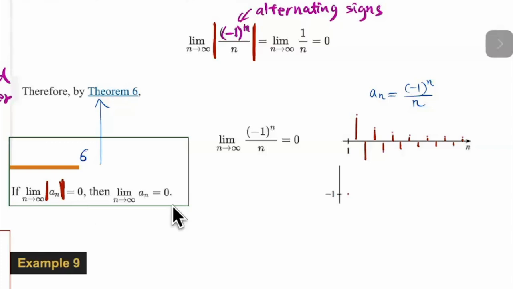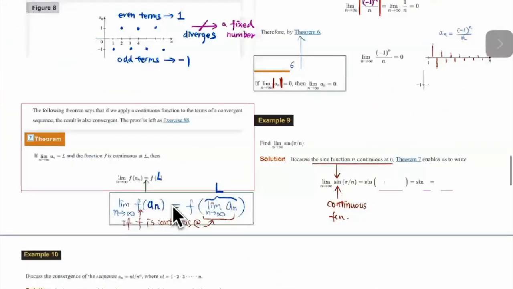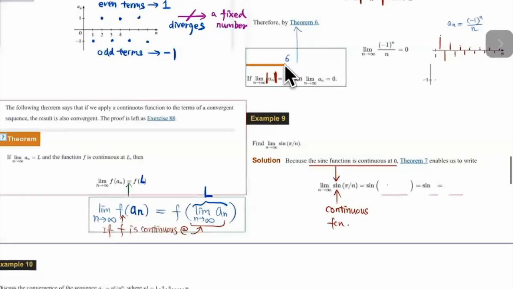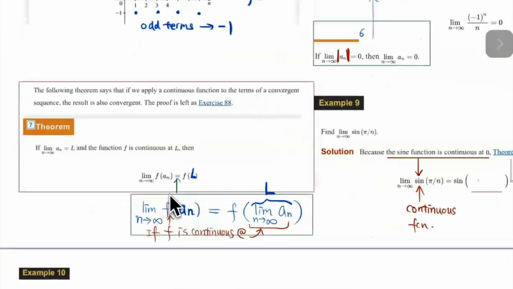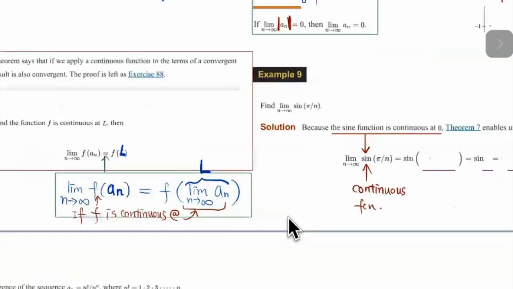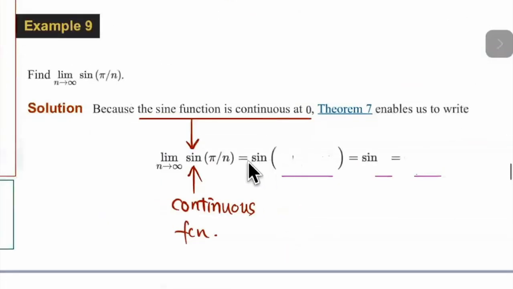Sorry, this is out of order, but that's the example using that idea. Now go back to this one. It says that if this outer function is a continuous function, you can bring the limit in. So the limit of the function is the function of the limit. Now, how do we use it? Look at this example.